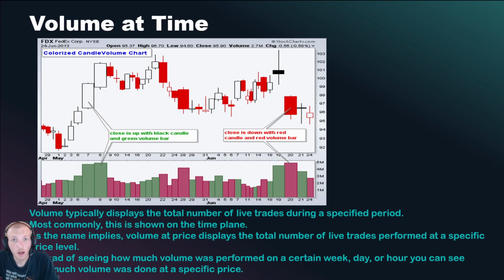And this is just another example of a chart of how you'll typically see traders viewing their charts with just basic volume. If you have up days, you'll get a green volume bar.